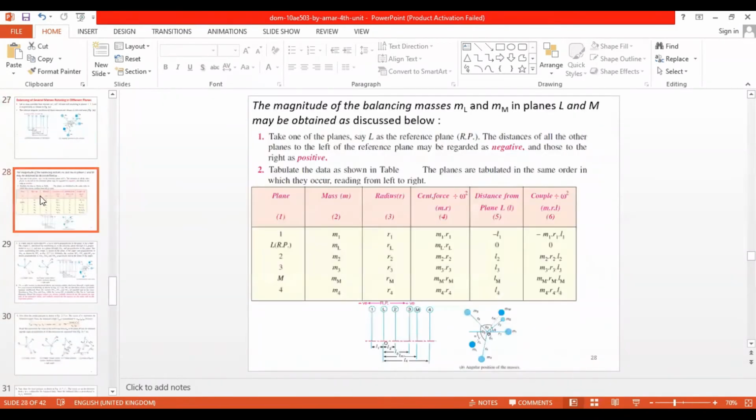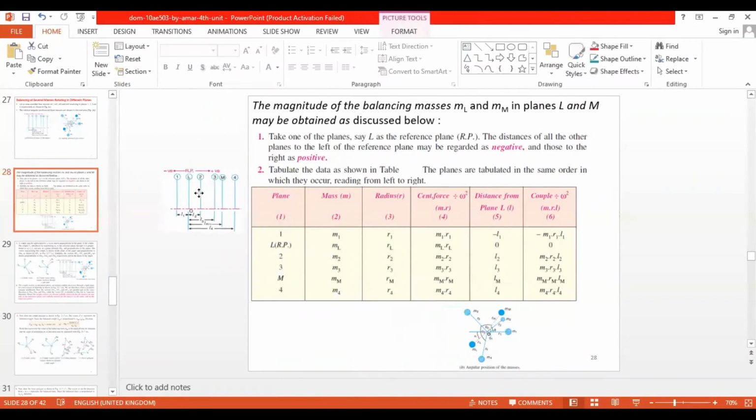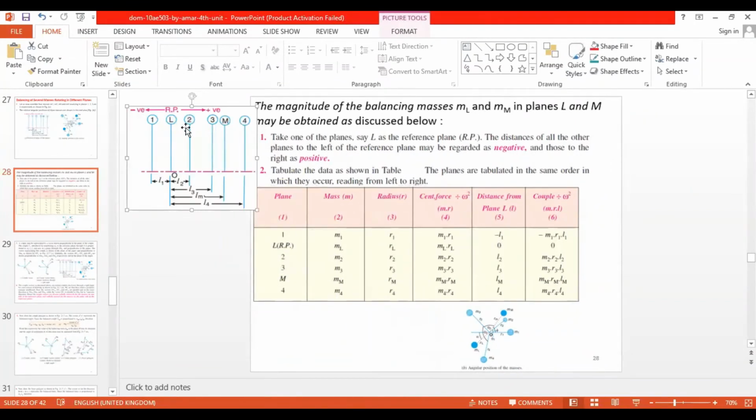To solve this, we need to put together a table. Here we have the planes: 1, L, 2, 3, M, 4. We need to specify one as the reference plane. You can specify any one of these planes, but I will specify L as the reference plane.